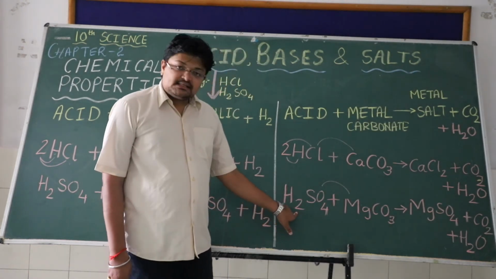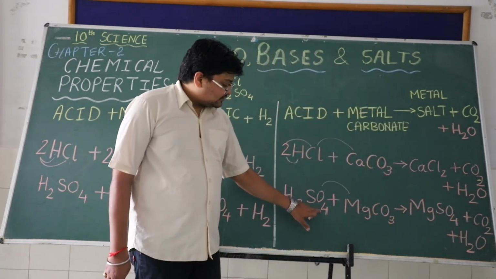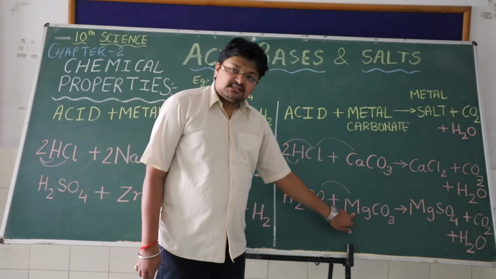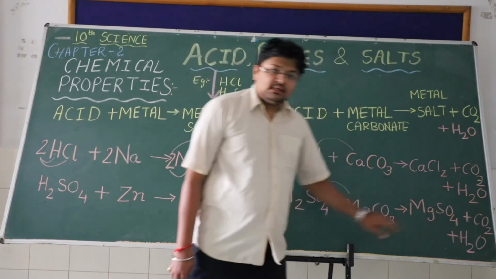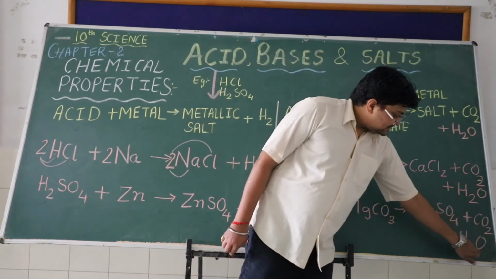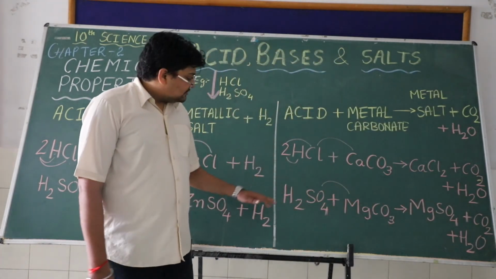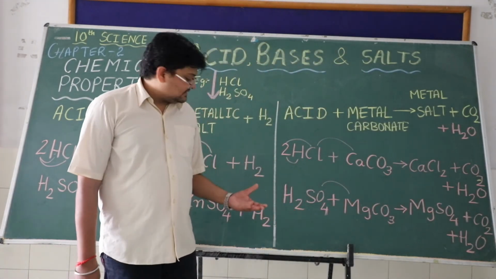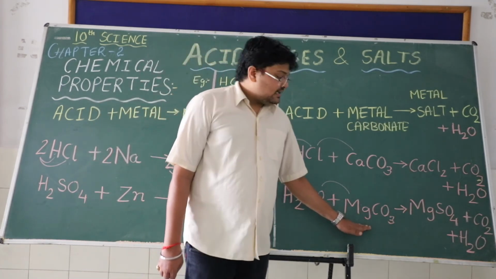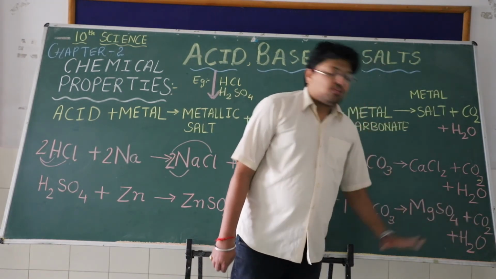Now let us see whether this is balanced or not. On the left hand side H is 2, on the right hand side H is 2, on the left hand side SO4, on the right hand side SO4, then on the left hand side Mg is 1, right hand side Mg is 1, then CO3, here is CO2 and 1 oxygen over here, so 3. So everything is balanced inside this reaction. So this balanced reaction can be read as when sulfuric acid reacts with magnesium carbonate, it forms magnesium sulfate plus carbon dioxide gas plus water.